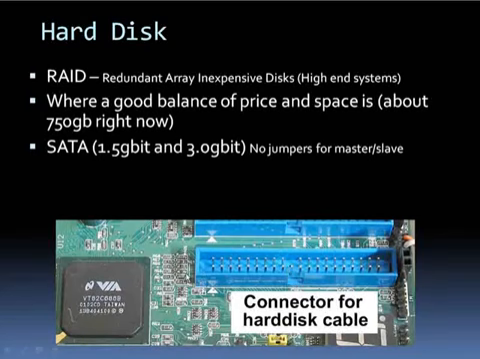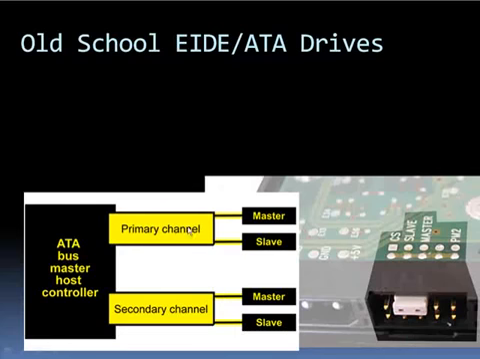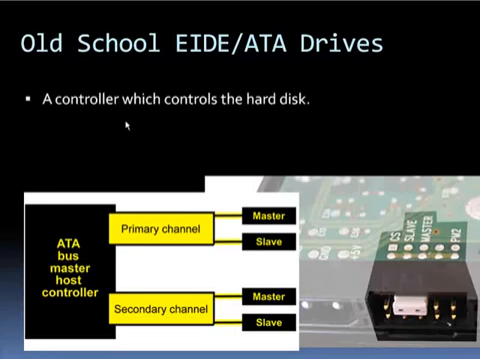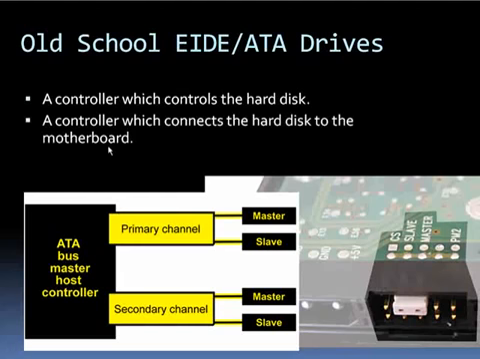This is the old style connector for the IDE drives. The old IDE, or ATA, it's also called Ultra ATA 66, and here's a photo of it you can see below. The old school IDE and ATA drives have a controller on the hard drive that connects the hard disk to the motherboard, and you can see right here you have to set one as either a master or one as a slave, because you can only have two on a particular channel. You have a primary channel with a master and a slave, then you usually have a secondary channel with a master and slave. You're limited to a maximum of 4 hard drives inside the computer.